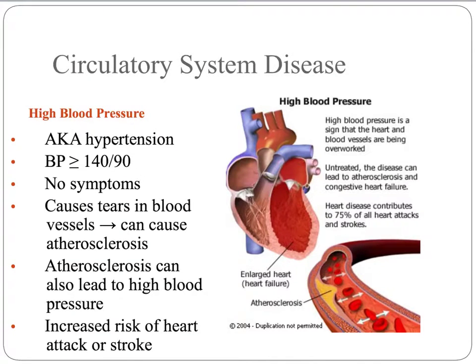High blood pressure is a serious condition because it can be a symptom of a lot of other things. We also call it hypertension, and somebody's considered to have hypertension when their blood pressure is at least 140 over 90. Now, one thing with high blood pressure is a person doesn't have any symptoms. So unless they actually get their blood pressure checked, they probably won't know that they have high blood pressure.